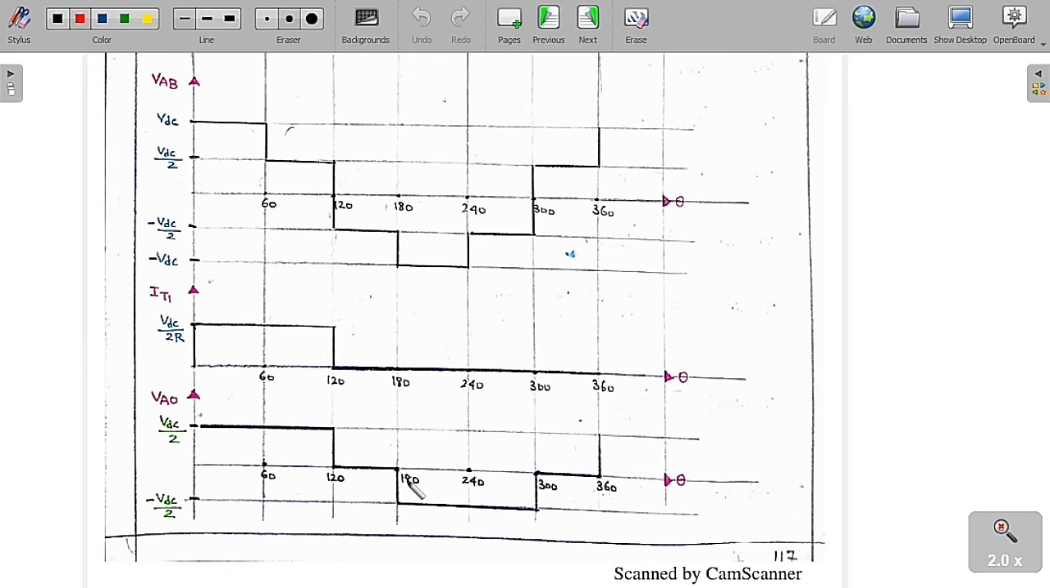From 180 to 300 degree, T4 is conducting. Whenever T4 is conducting, the pole voltage VA0 is equal to minus VDC by 2. Again from 300 to 360, both are off. T1 is off and T4 is off. Therefore again, its voltage is equal to 0.